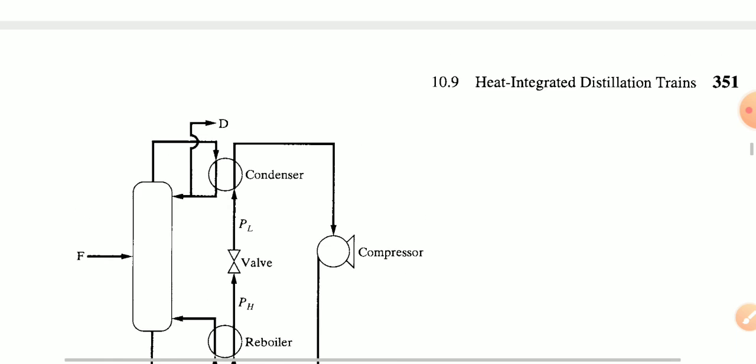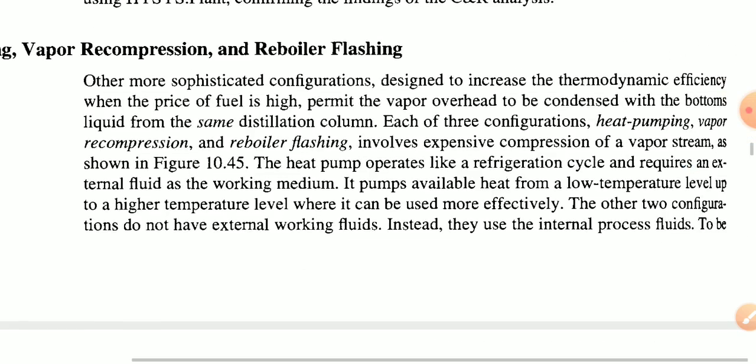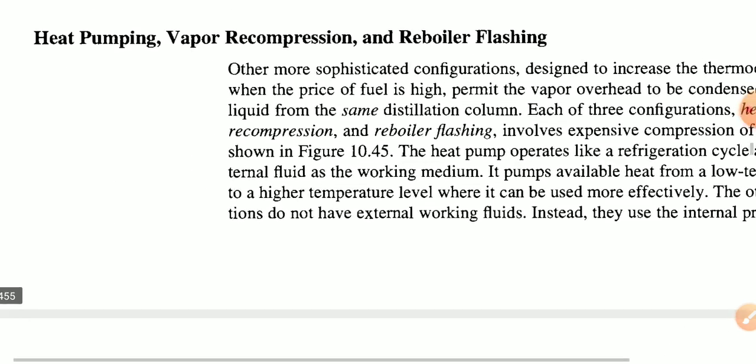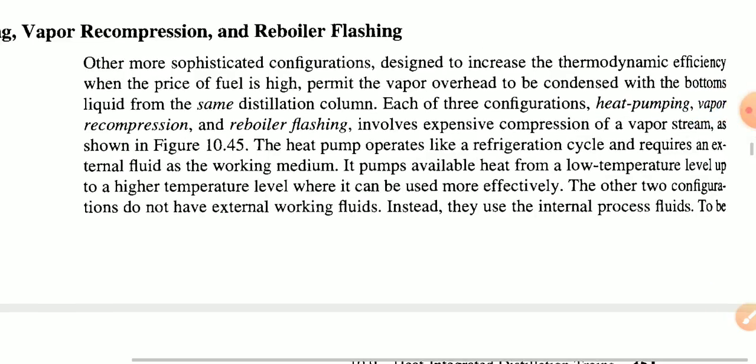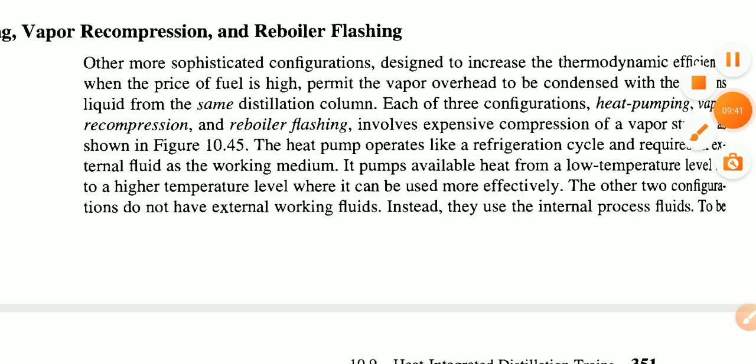Okay, now in simple discussion: vapor recompression, heat pumping and reboiler flashing. Other, more sophisticated configurations increase the thermodynamic efficiency when the price of fuel is high and permit the overhead vapor to be condensed with the bottom liquid from the same distillation column. Each of the three configurations, heat pumping, vapor recompression and reboiler flashing, involves the expensive compression of a vapor stream, as shown in figure 10.45, which we saw.